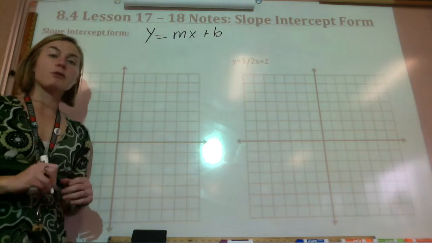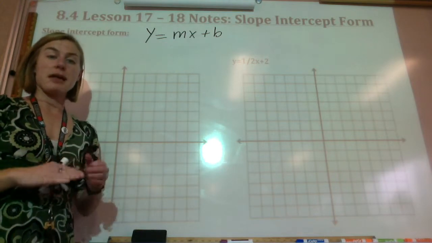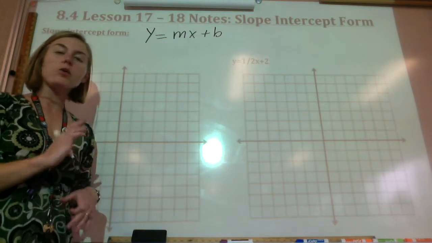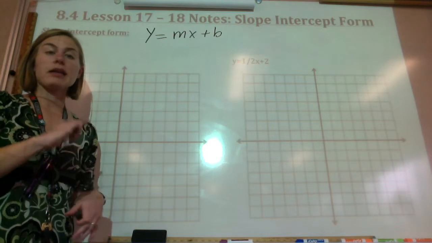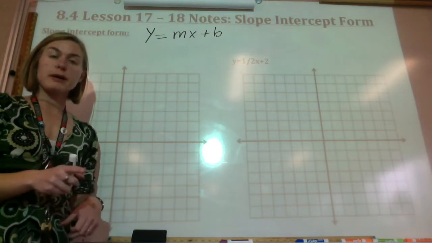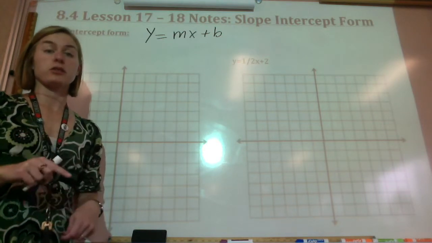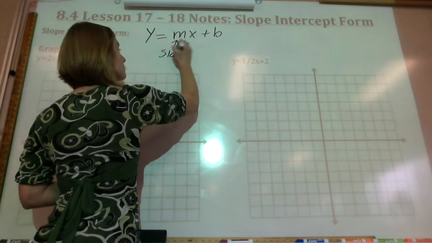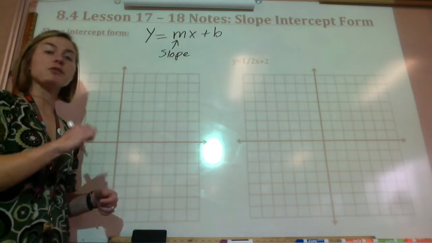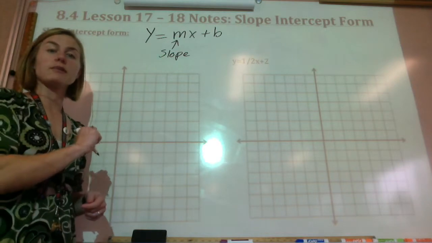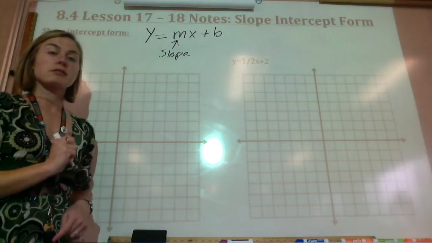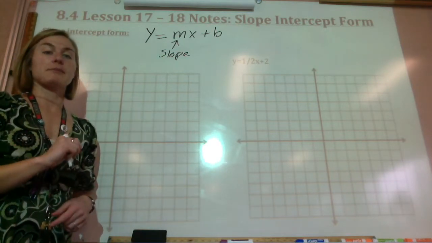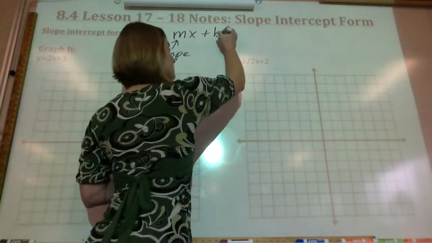So the slope-intercept form is y equals mx plus b. Now the only two things that will change are m and b. We've already talked about in the other lessons how m is your slope. So that's going to tell you how much you go up and how much you go over. Now b is new for us. B is your y-intercept. It's your starting point.